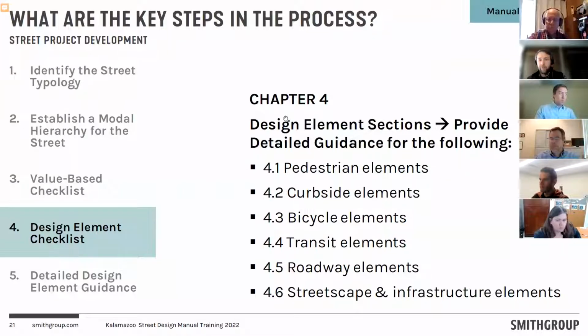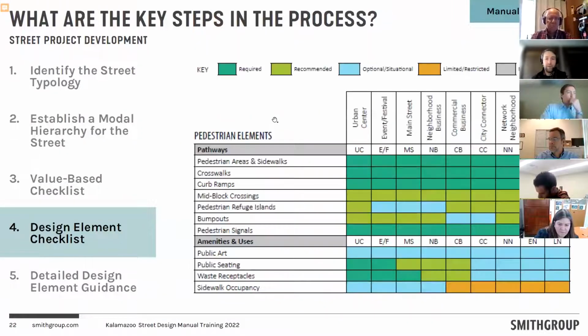Chapter 4 of the design manual includes 6 different sections that break down the street right-of-way into different use categories and talks about all of the detailed guidance there. But there's a lot in that section. And so as a way of trying to get a little bit closer to what a particular street type needs to look at, the manual includes what we're calling this design element checklist.